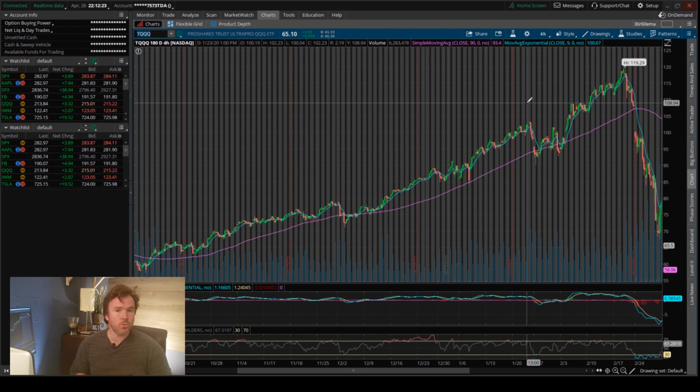So I have TQQQ pulled up, and you can see right here, here, here, and here, where it came back and it held that support. So this is a dynamic support.